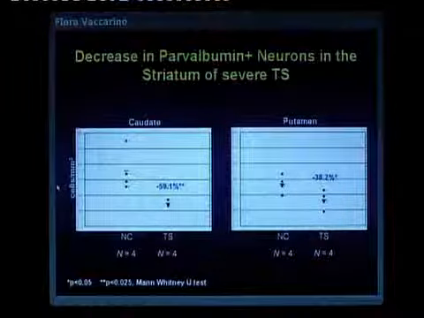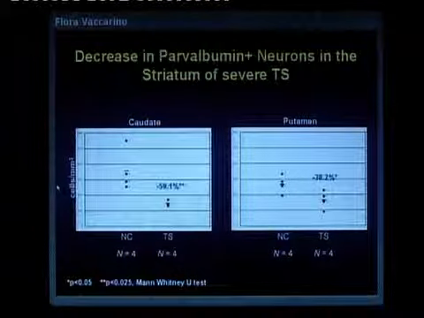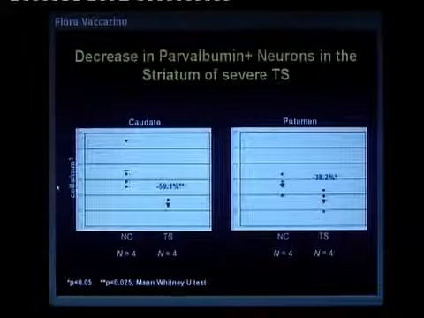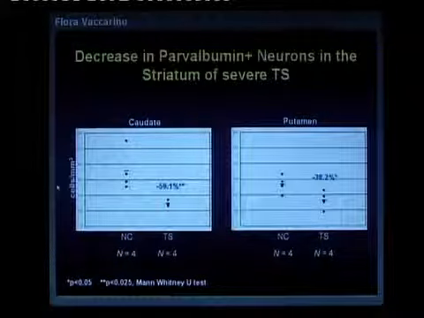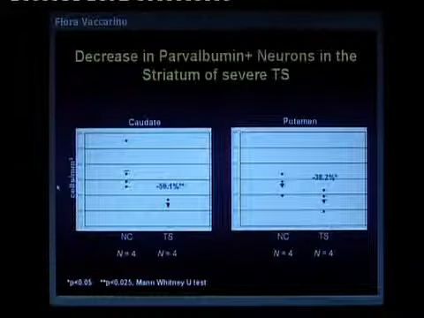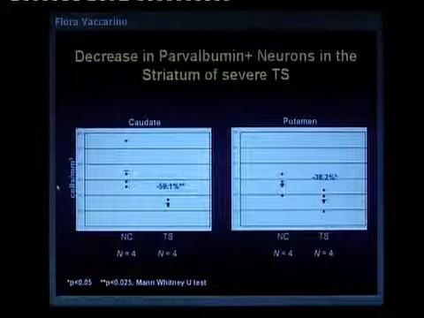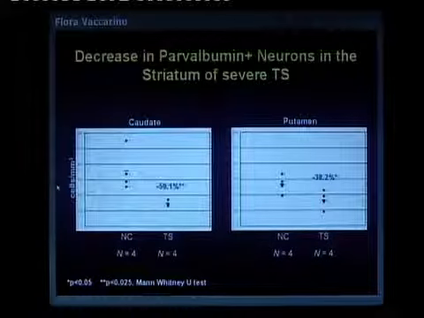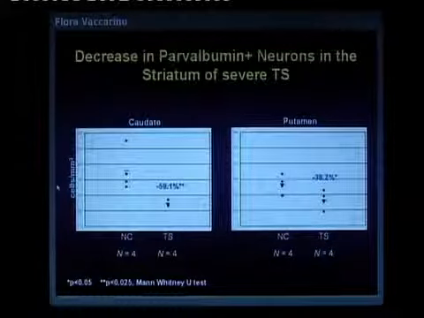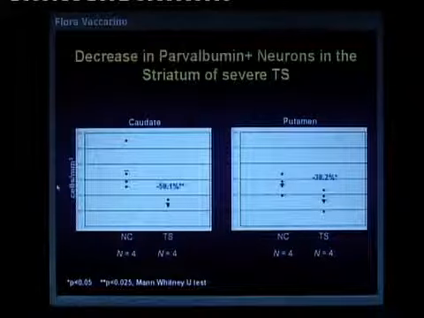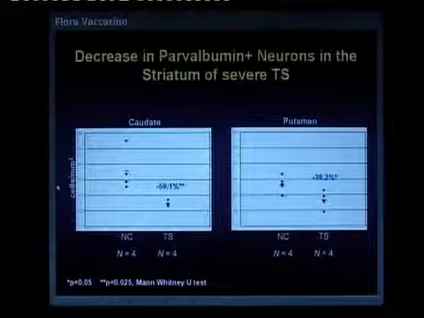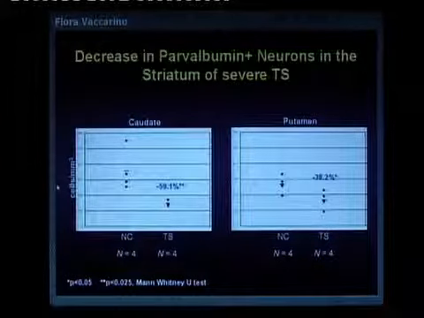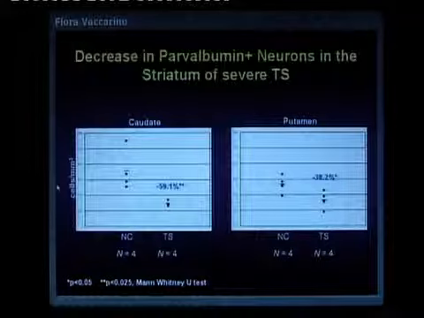An important finding we saw from the very beginning was a decrease in the inhibitory neurons, which I showed you before, the small neurons in the striatum that tend to put a brake on the striatum. They were strongly decreased in all 4 patients in comparison to the normal controls. These are the Tourette's, these are the normal controls. There is a 59% decrease, statistically significant, in the caudate, and also a decrease in the putamen, which was also significant but less so.